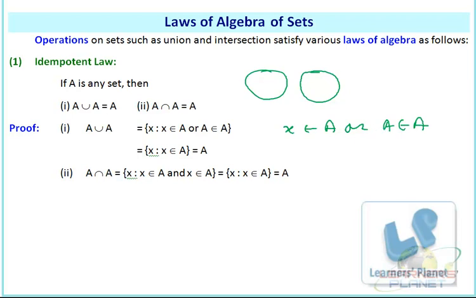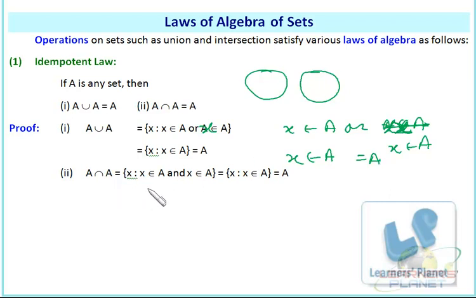I'm sorry, this is actually X. So X belongs to A or X belongs to A. If X belongs to A or X belongs to A, then X belongs to A, and that is set A. So A union A is A. These are the steps that you have to follow.